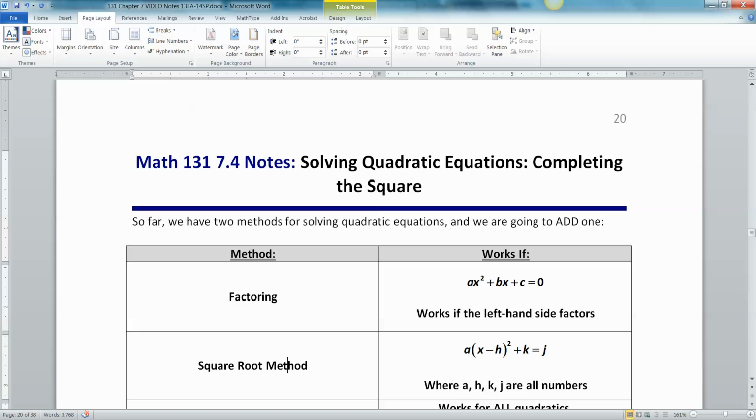Hello there, it's Alana Tucky, and I'm going to be lecturing here over section 7.4, which is solving quadratic equations using the completing the square method.